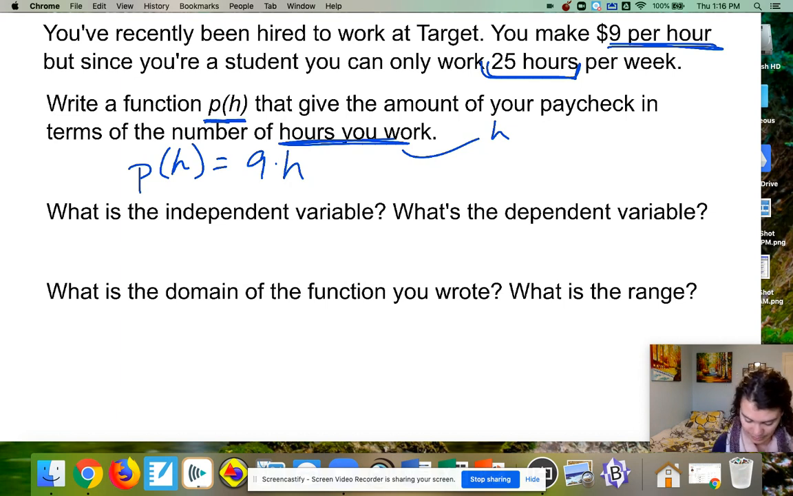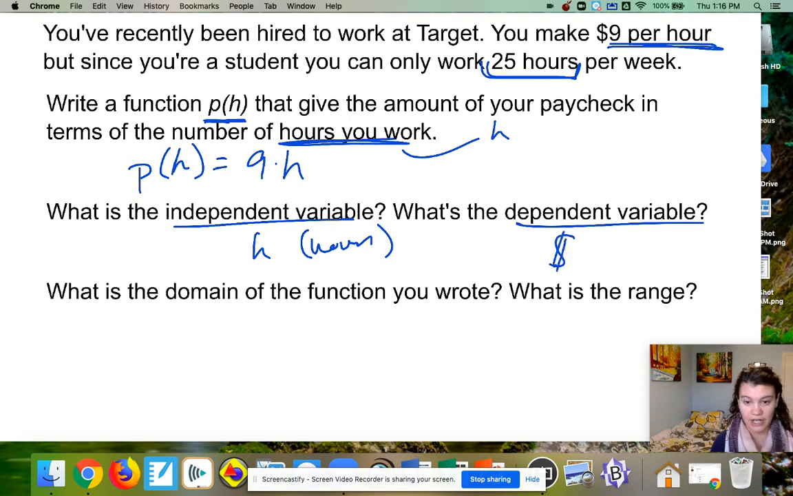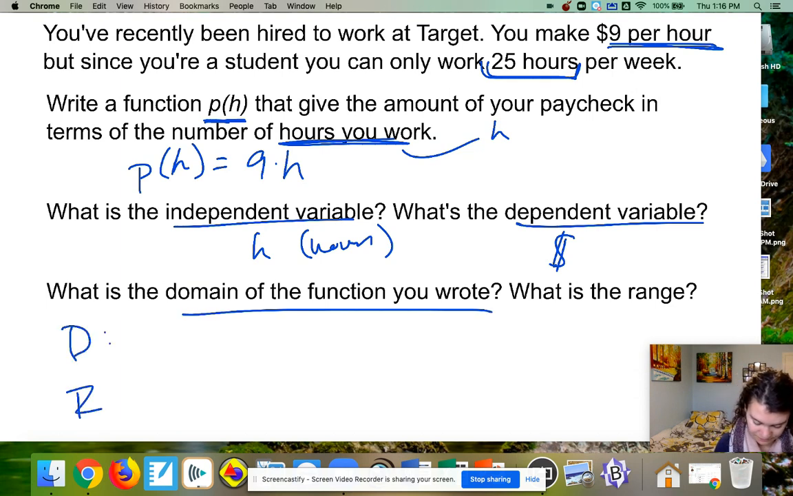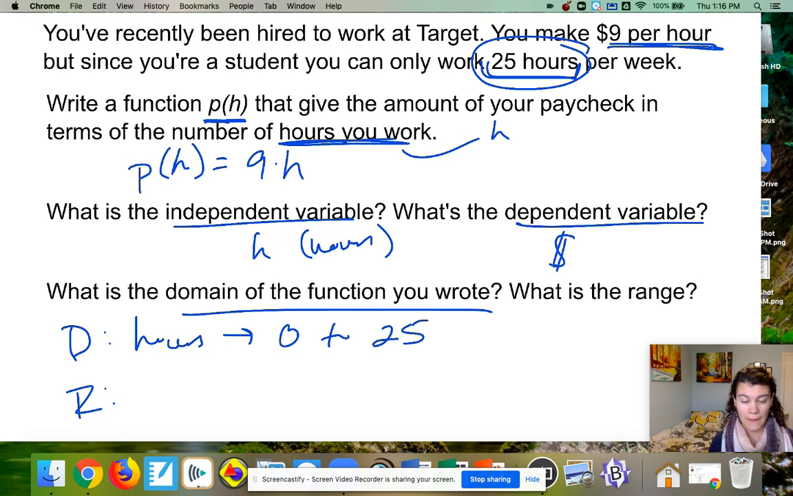Here, the independent variable is going to be h, or your hours, and the dependent is the money you get, or your paycheck, because that depends on how many hours you work. We want to figure out, what's the domain and the range of the function. The domain is our hours, right? But you can only work up to 25 hours. So you can work anywhere from 0 to 25. That's our domain. And then the range is our y value.